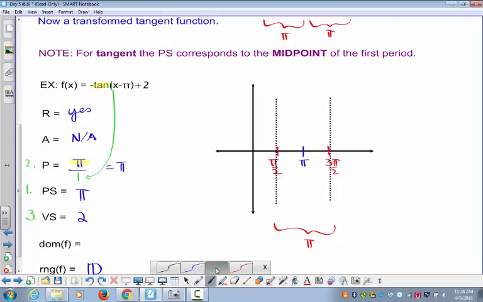Now we go to the vertical shift. It's 2. So we're going to take our center line, which would be the x-axis if there was no vertical shift, and we have to shift that center line up. It's going to be right there. And our shape for tangent looks like that. And there's only one key point, and that's really right there. It goes up to the right with that one key point.